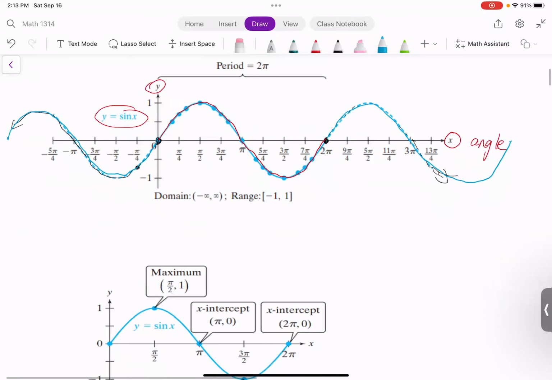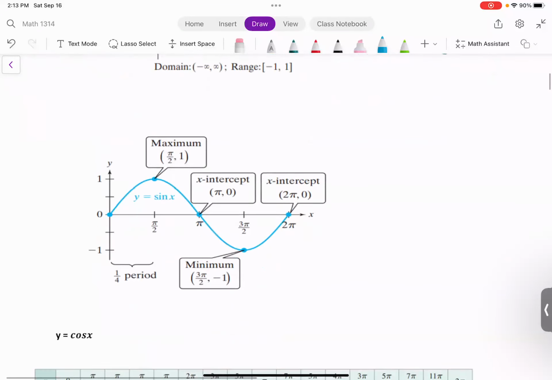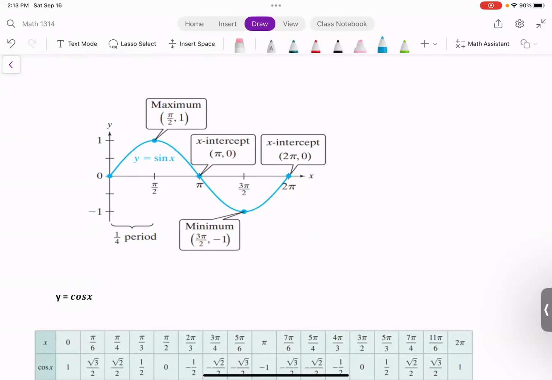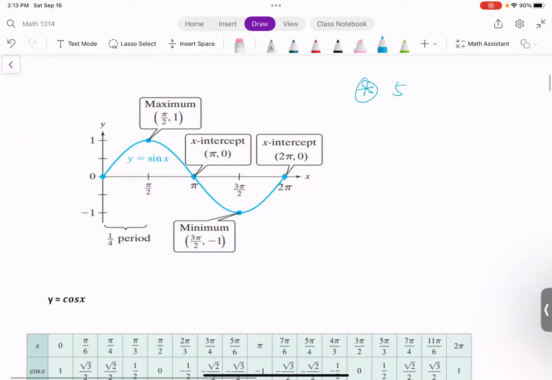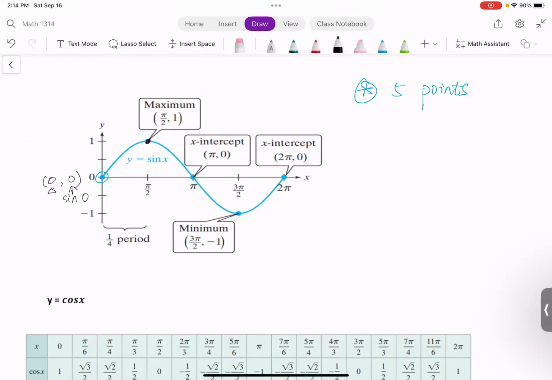All right, if I pull out one full cycle from 0 to 2 pi, look at this image. From 0 to 2 pi, this is the graph of sine x. And we have 5 important key points. What are they? The first point is (0, 0). So 0 is the angle, and this 0 is sine 0. And the second key point is here, that's the maximum. So I insert pi over 2. Then I'm having the y value sine pi over 2, which is 1.